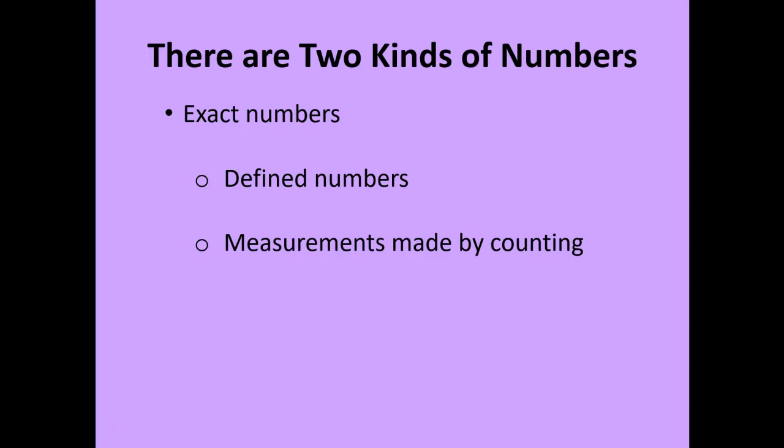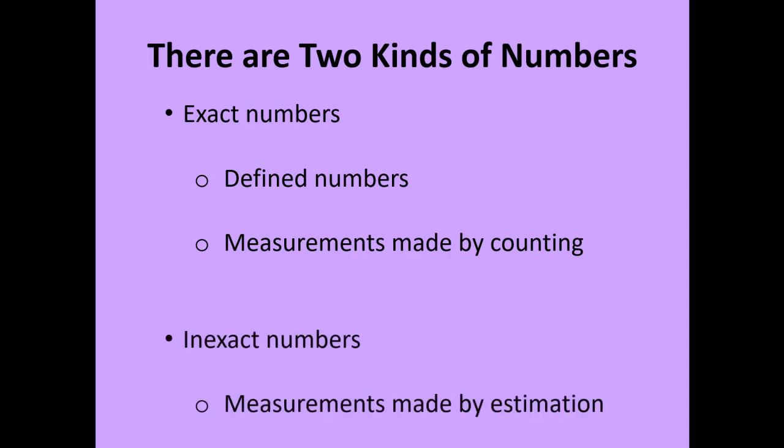There's one type of measurement that also gives us an exact number, and that would be a measurement made by counting. For example, if we asked how many people were in the room, and we counted off that there were 9 people in the room, that's an exact number because there's really no fraction of a person. So defined numbers and measurements made by counting are exact numbers.